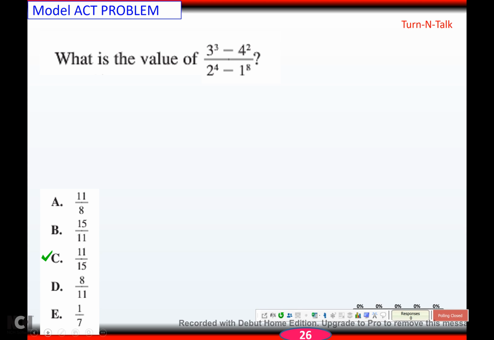Alright, what is the value of this expression? Well, follow order of operations. We have to do exponents first. 3 cubed is 27, minus 4 squared is 16, over 2 to the 4th is 16, minus 1 to any degree is 1. So on top, 27 minus 16 is 11, and on bottom, 16 minus 1 is 15.